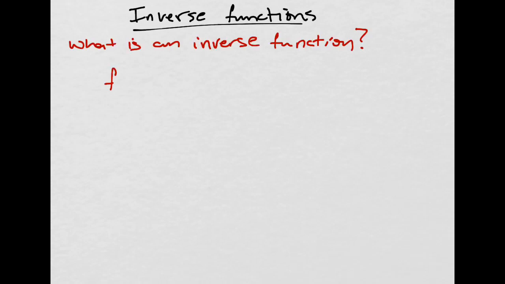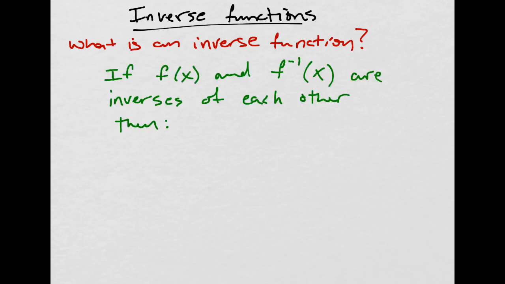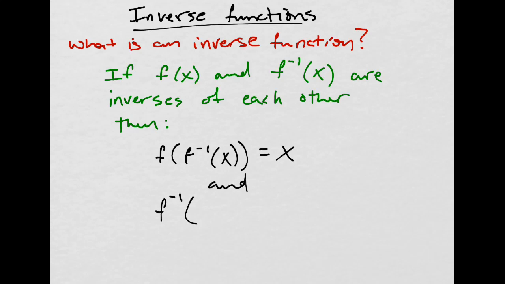Suppose we have f of x. If f to the negative 1 is an inverse, well, the notation is f to the negative 1. So this is actually the definition of an inverse function, the algebraic definition. If f and f inverse are actually inverses of each other, then when you compose them, f of f inverse, you get out what you plug in. And if you compose them the other way, f inverse of f, you still get out what you plug in. Okay, that's the definition of what an inverse function is.